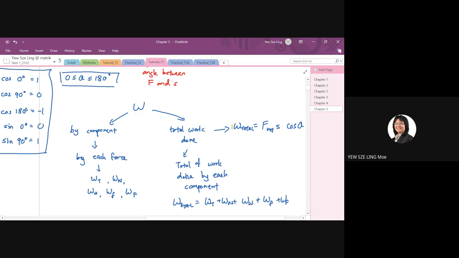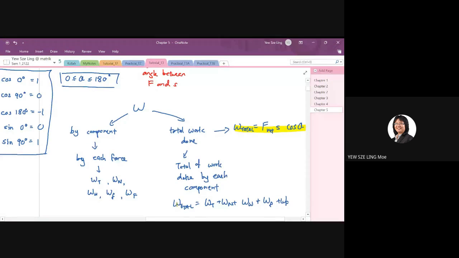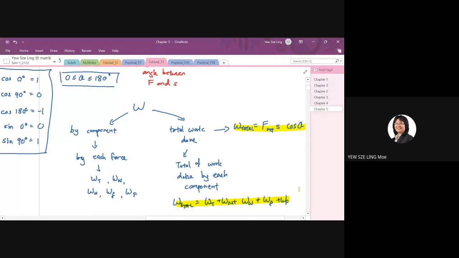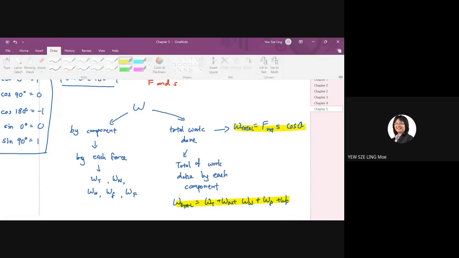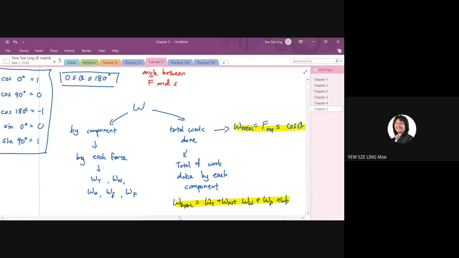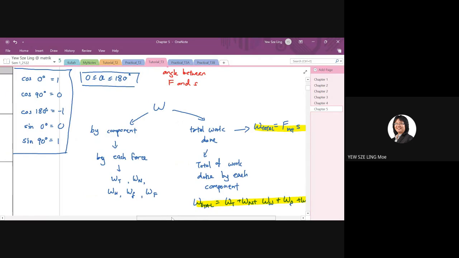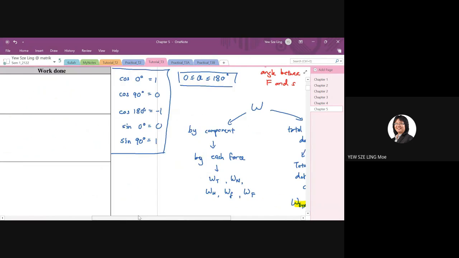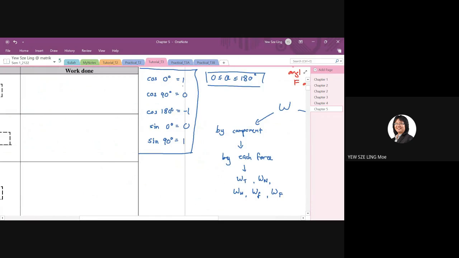Both of these methods for W total: the one where you use net force, and the other where you add up all the work done by each individual force. So this is the summary of the work done. We have the definitions, and then we look at how to calculate the work done, and then we need to know the importance of angles in our calculations.